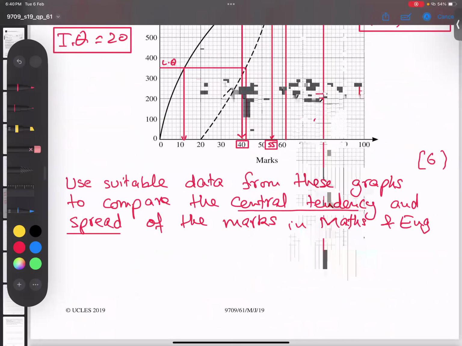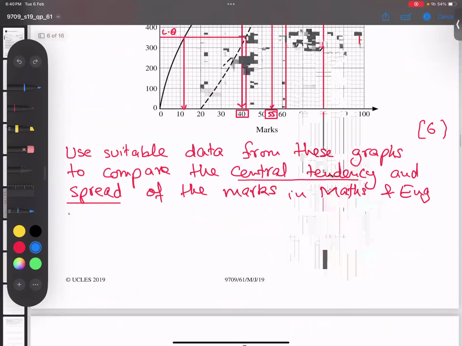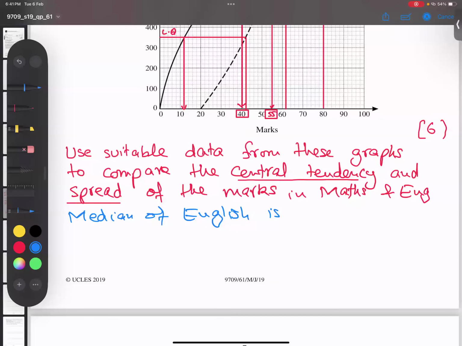One statement I'm writing here. All right, get ready. Median. For the median of English and math, you can compare them. English has a bigger median. So you can write that the median of English is higher than maths. So this is called central tendency, okay?